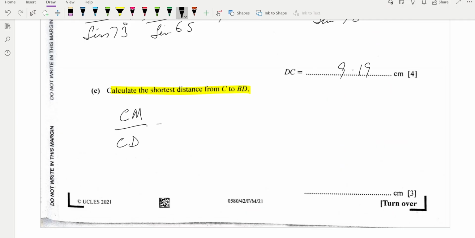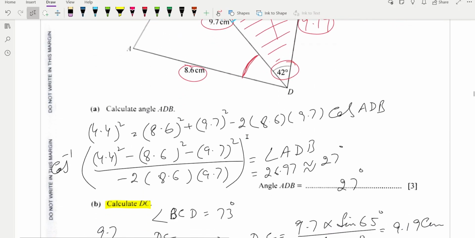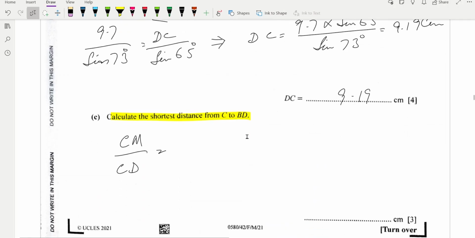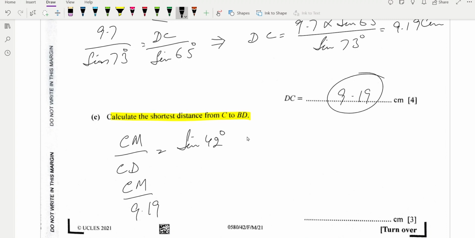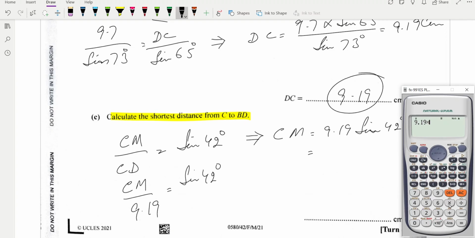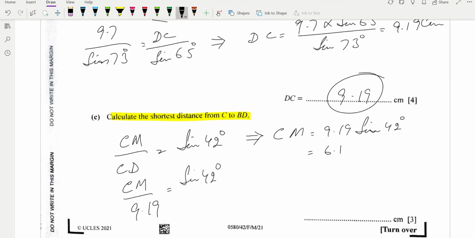CM over CD will be equal to sine of 42 degrees. So CM over 9.19, which we just found over here, is equal to sine of 42 degrees. This implies CM is equal to 9.19 sine of 42 degrees, and we can calculate this. This will be 9.19 multiplied by sine of 42 degrees, and this will be equal to 6.149, approximately 6.15. So 6.15 centimeters will be the answer to this part.